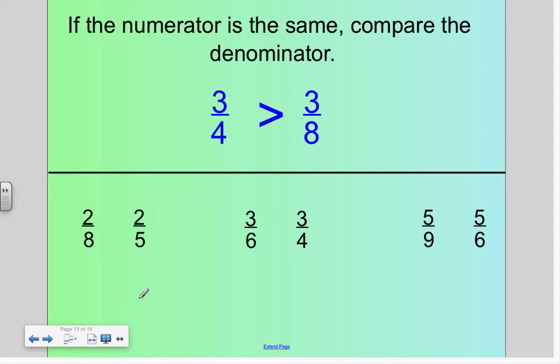2/8 or 2/5? In all of these cases, we have the same numerator, but 2/5 are 2 larger sized pieces. 3/6 or 3/4? Here we almost have a complete pie, so these are larger sized pieces. 5/9 or 5/6? Again, 5/6 is larger.